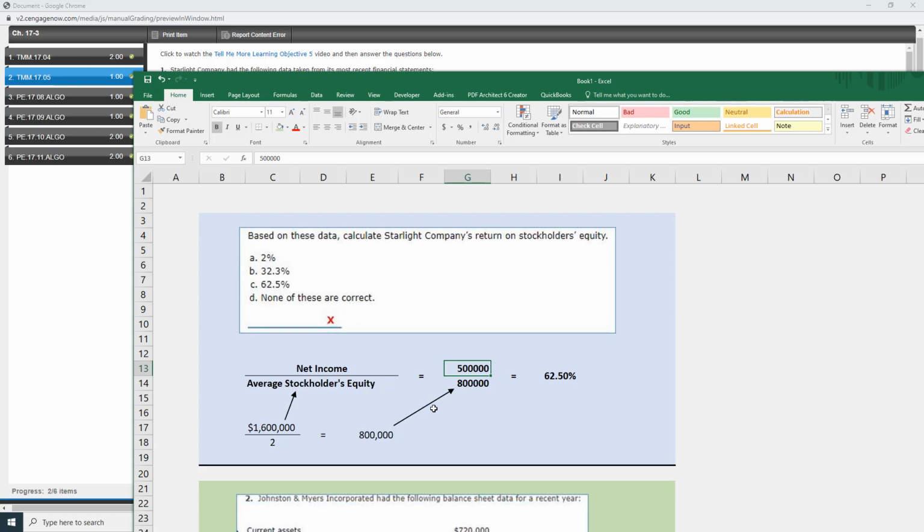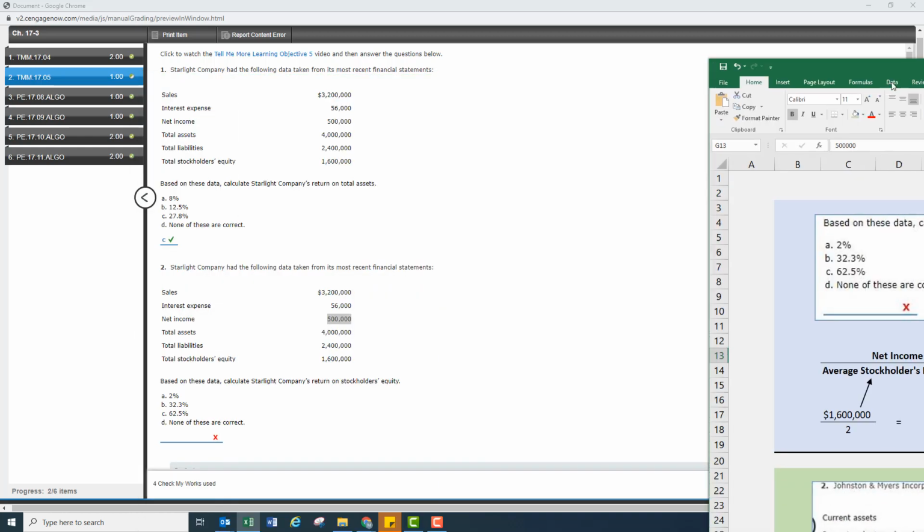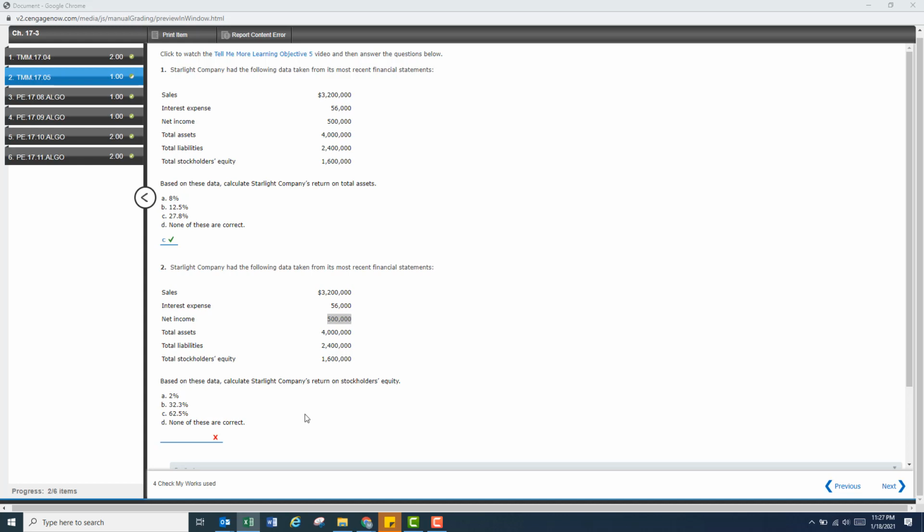And in your book, it tells you take the beginning balance plus the ending balance and divide by 2 in order to get the average. Well, where's the beginning balance and where's the ending balance? Here's total stockholders' equity, 1.6 million. And this is taken from its most recent financial statements, meaning that it's done at the last period ending. So it's the ending balance, right?